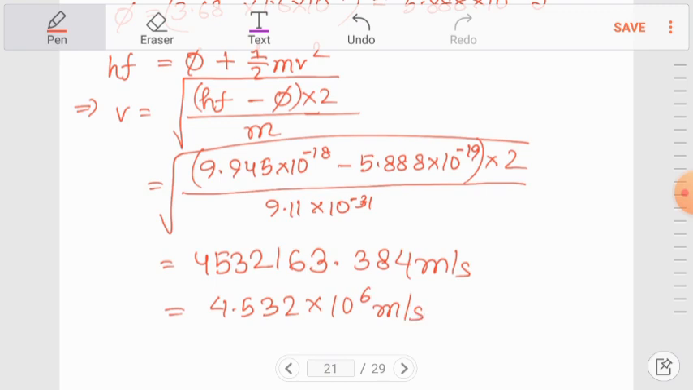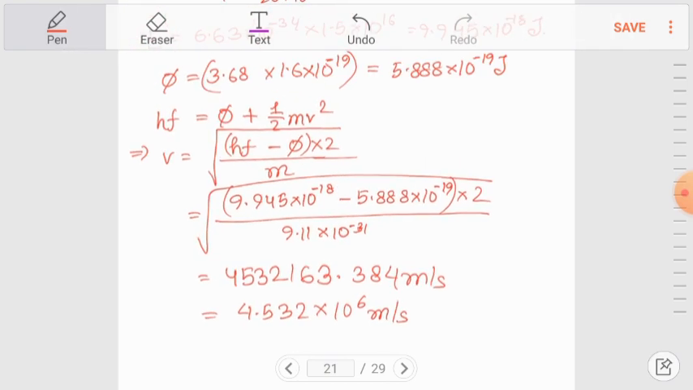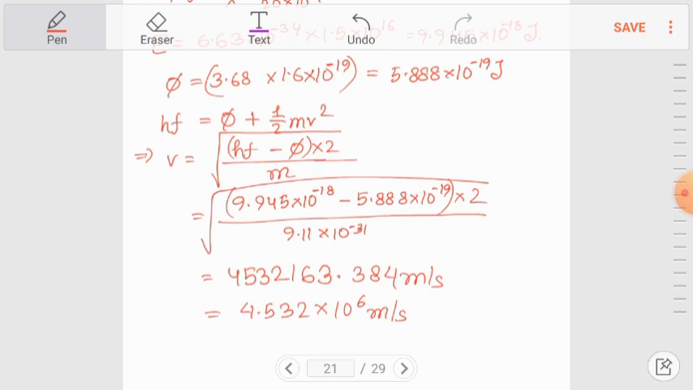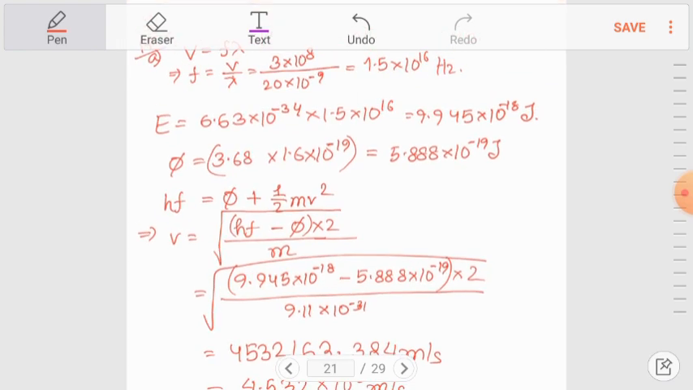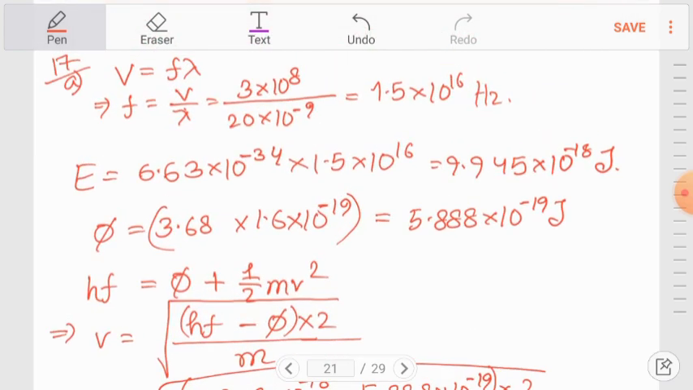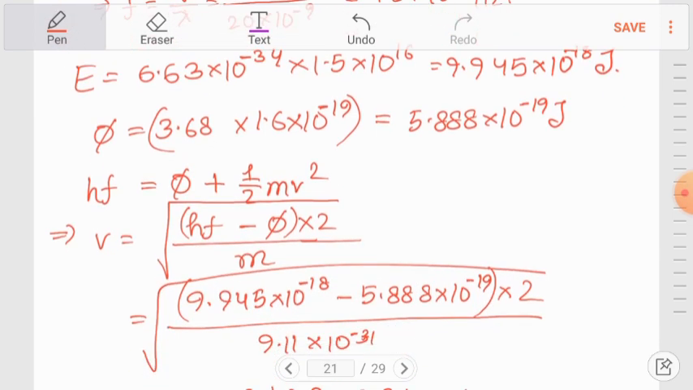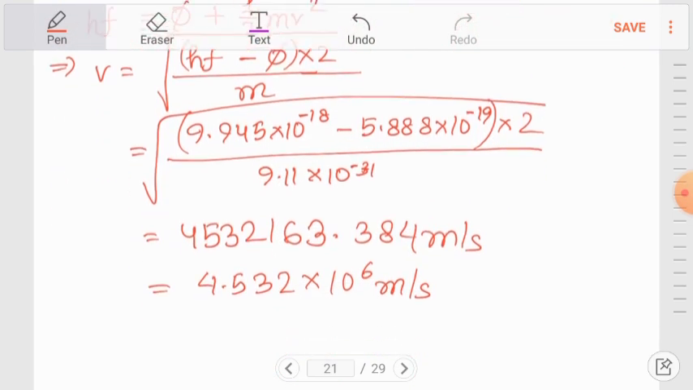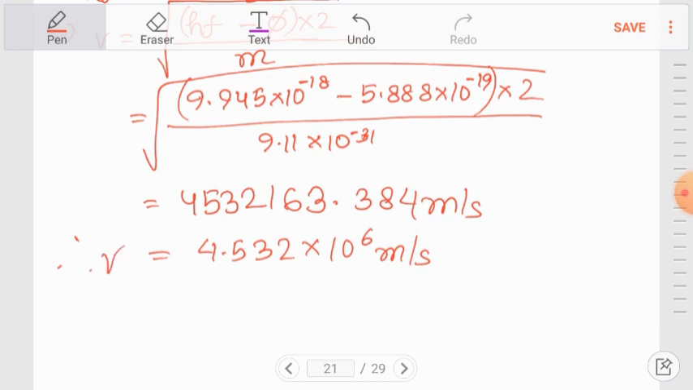So this is the value for the velocity with which the electrons leave the metal surface. And with this, our question number 17 ends. I hope question number 17 is clear. 17A is clear. So now we're moving to 17B.